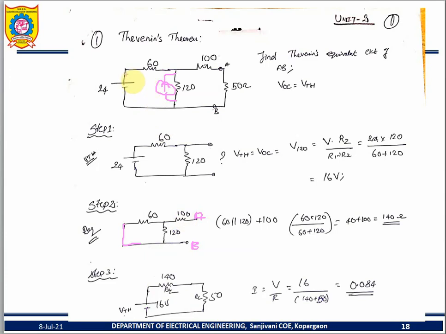If it is a voltage source, close it. I have closed the voltage source. If it is a current source, erase it. That is called open circuit. Then find out the resistance. Find out the equivalent resistance. Then how to find it? How are these two connected? This is the connection.